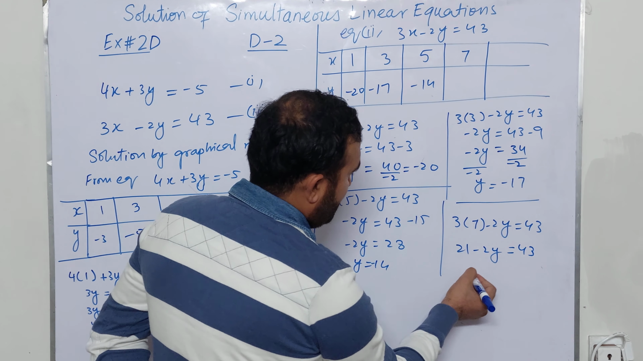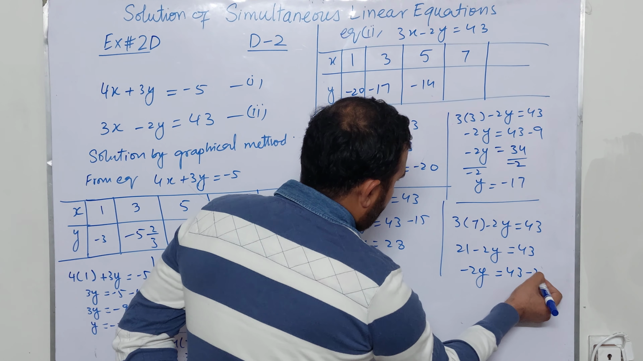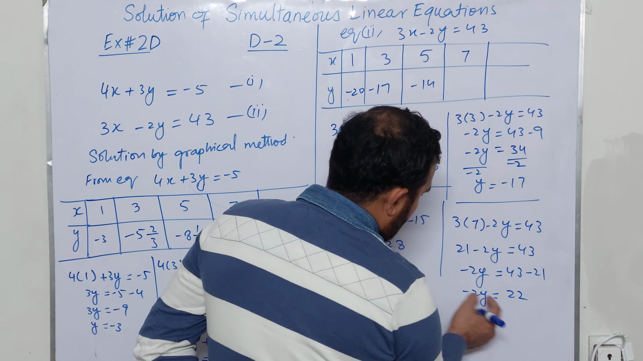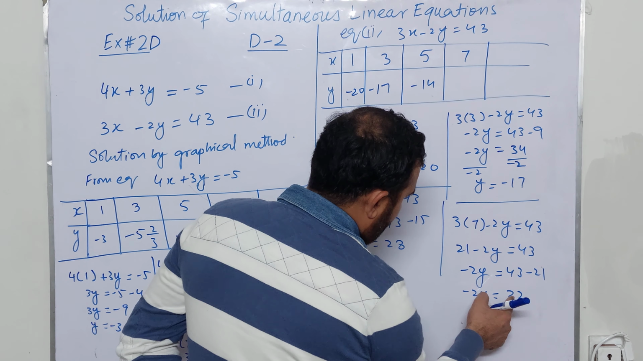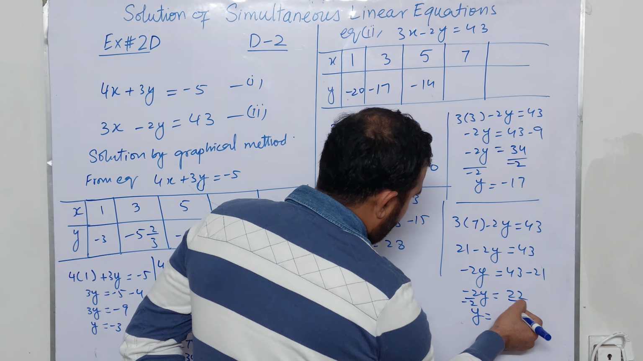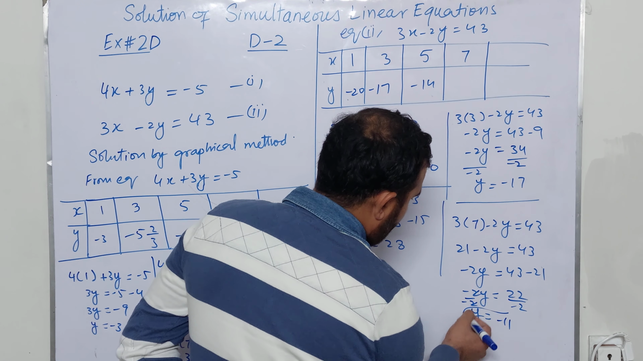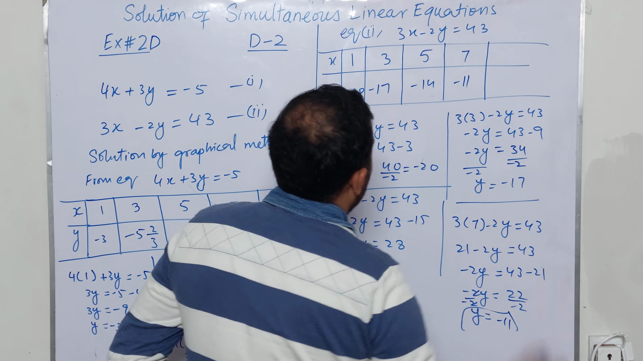Shift this 21 to the other side, so we will get minus 2y is equal to 43 minus 21, which is equal to 22. Divide both sides by minus 2, so we get y is equal to minus 11. So that is the value of y, minus 11.